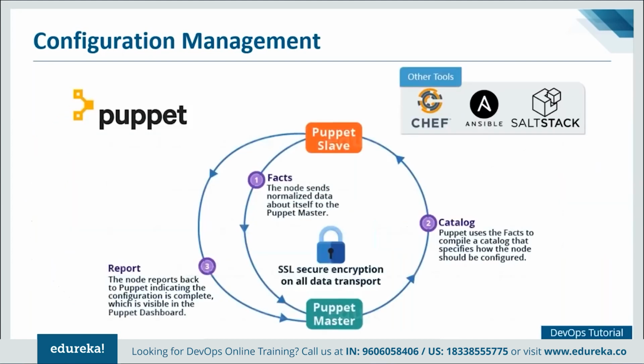Now let's focus on various tools available for configuration management. We have multiple tools like Puppet, Chef, Ansible, and SaltStack. I'm going to focus on Puppet for now. Puppet is a configuration management tool that is used for deploying, configuring, and managing servers.